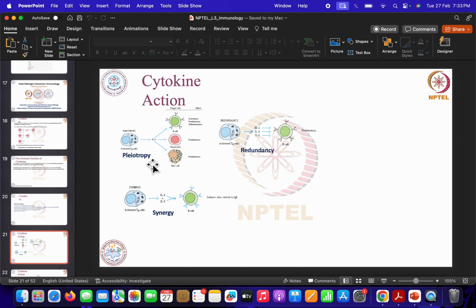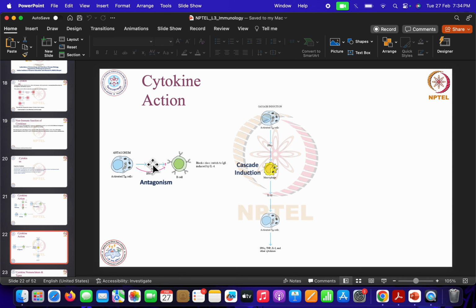It means, like IL-4 as a cytokine, it can activate B cells, thymocytes or mast cells for different effects or functions. Then synergy, that is activated T helper cell, where two cytokines IL-4 and IL-5 both simultaneously act on B cell and induce class switch to IgG. Redundancy, activated T helper cell, where IL-2, IL-4, IL-5 are all redundantly helping B cells for proliferation. Then we do see antagonism, we do see cascade induction.